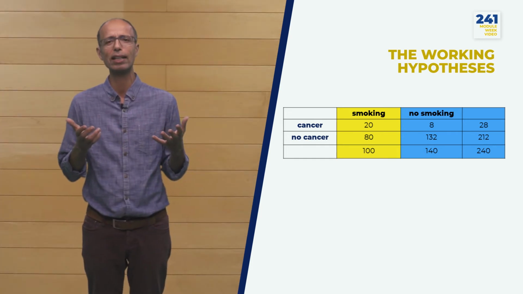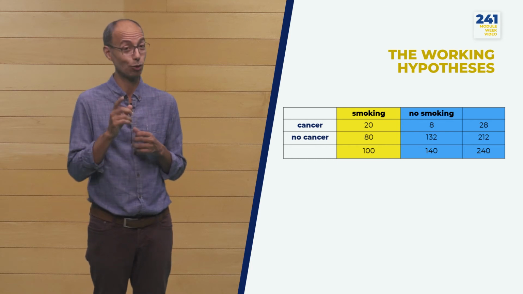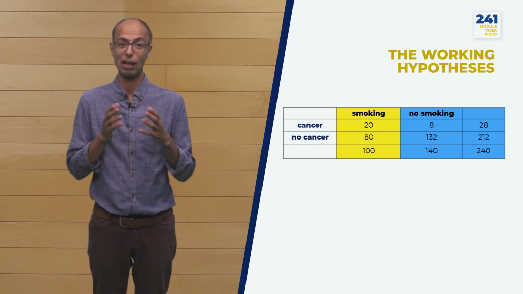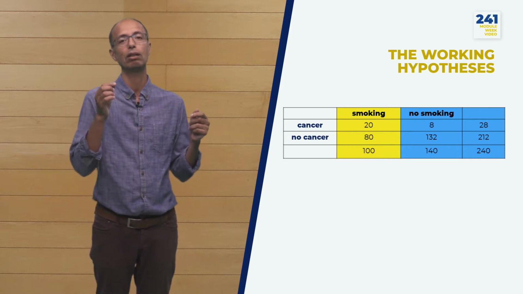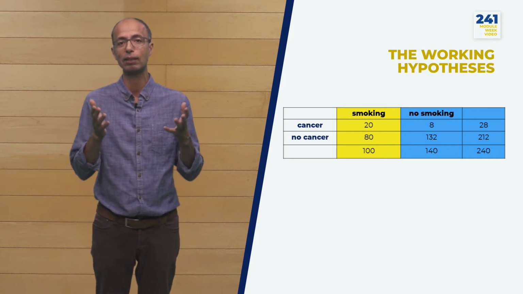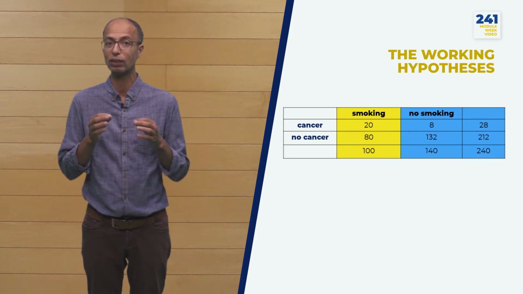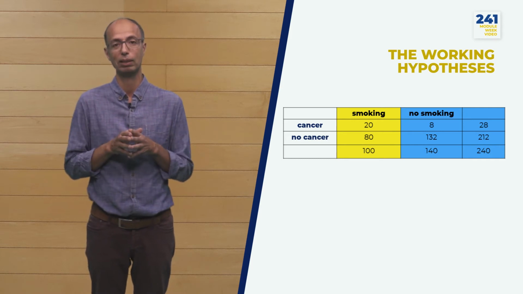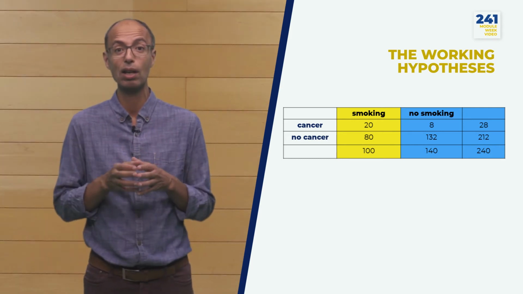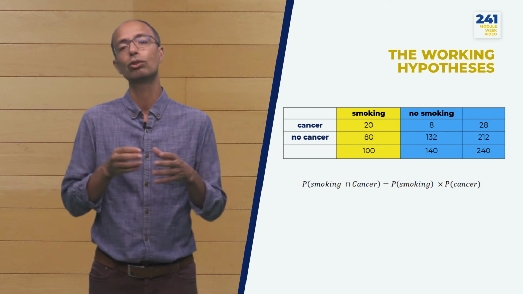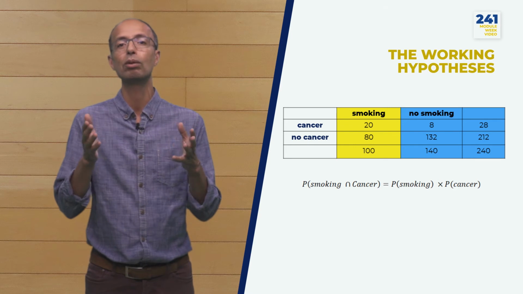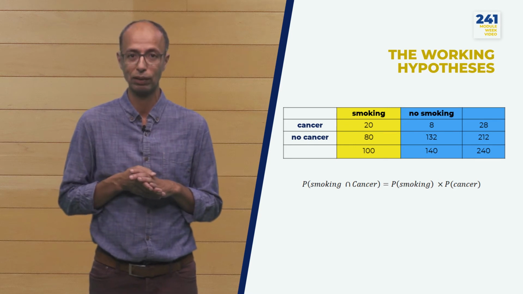How can we calculate the expected values? As you may remember from some old lectures on statistics, the probability of two independent events is the product of their individual probabilities. In our case, the probability of smoking and cancer is equal to the probability of smoking multiplied by the probability of cancer.